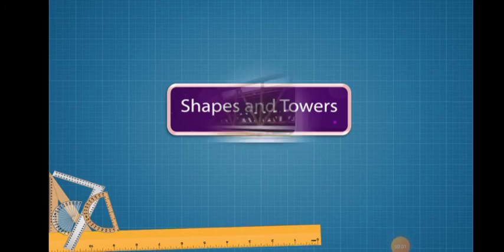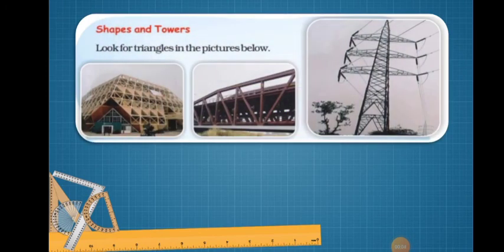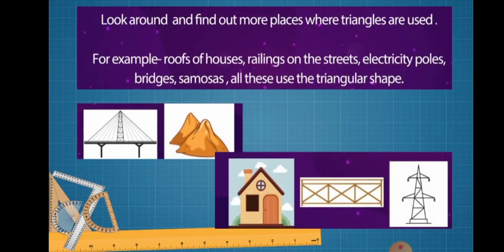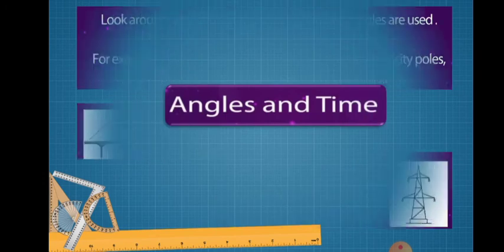Shapes and towers. Look for triangles in the pictures below. The roof of this building, steel bridge and the electric pole. Look around and find out more places where the triangles are used. For example, in this bridge, samosas, the roof of the house, the railings of the street and in the electric poles, these use the triangular shape.